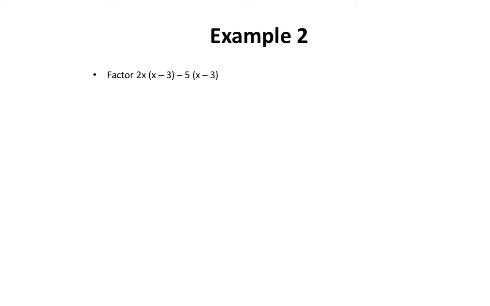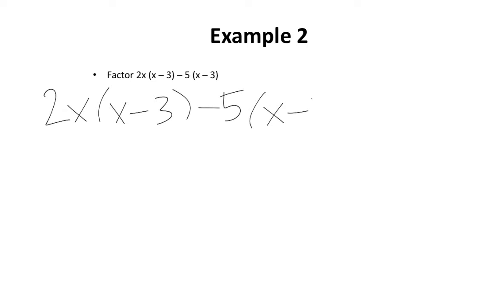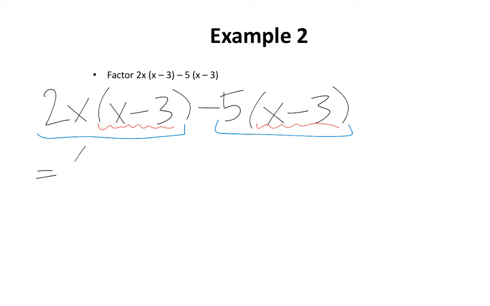In our second example, we want to factor this expression. The first thing you want to do is rewrite the question. Again, we want to treat these terms as just two terms, so it is a little bit more simple to understand. What do these two terms have in common? They have x minus 3 in common. Therefore, we're going to factor out this binomial. I'm going to keep x minus 3 in brackets since it's a binomial.